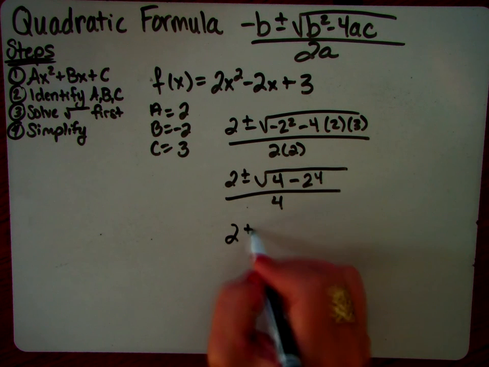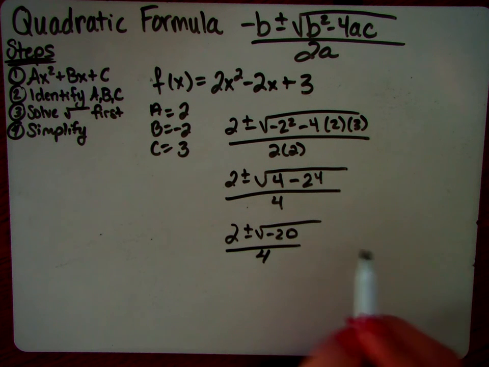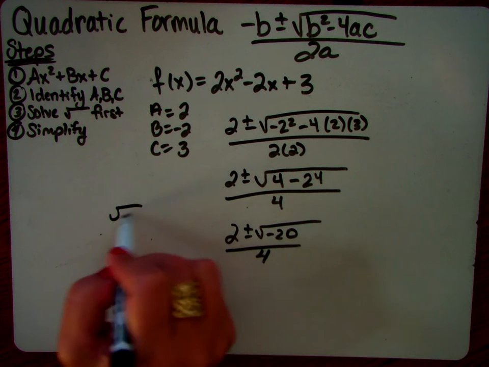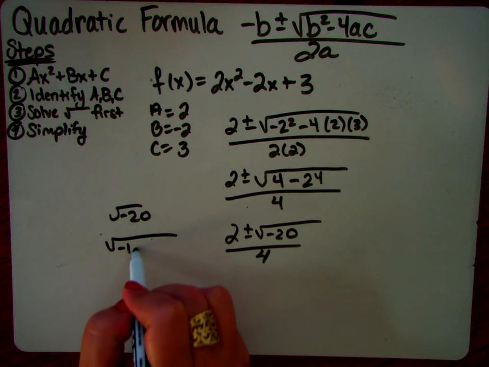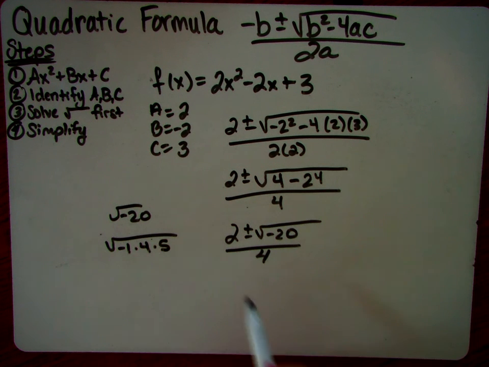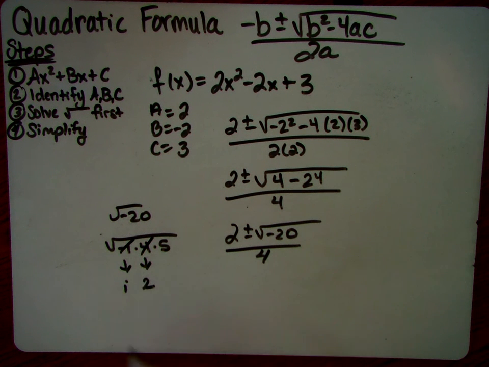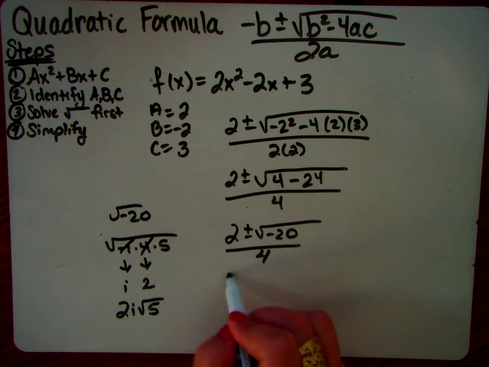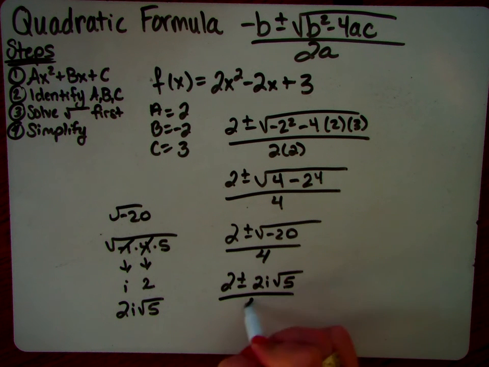So we have 2 plus or minus square root of -20 over 4. Okay, so now square root of -20. I need you to think about that as the square root of -1 times 4 times 5. Square root of -1 is i. The square root of 4 is 2. So those are no longer in our square root. They come out. So this is going to be equal to 2i. The 5 has to stay under the square root. So now you have 2 plus or minus 2i square root 5 over 4.